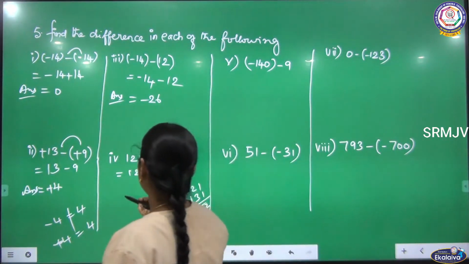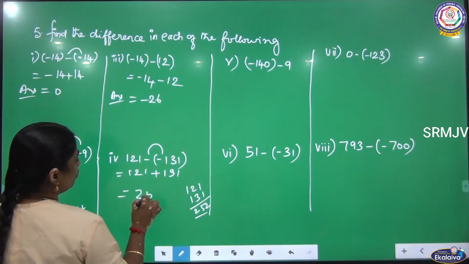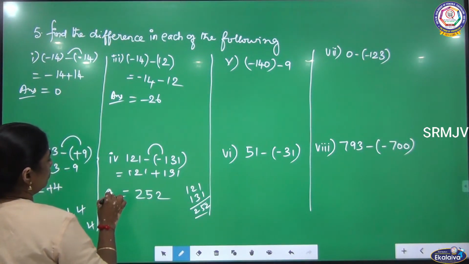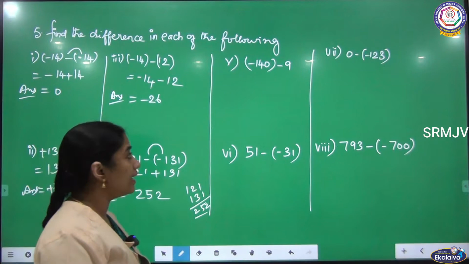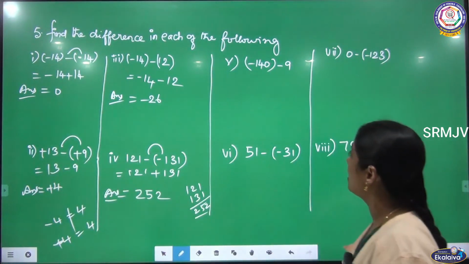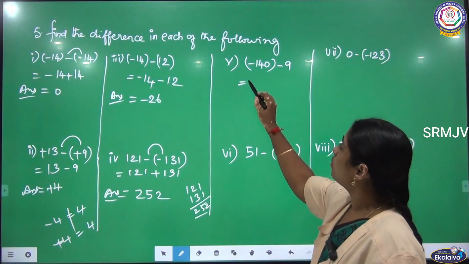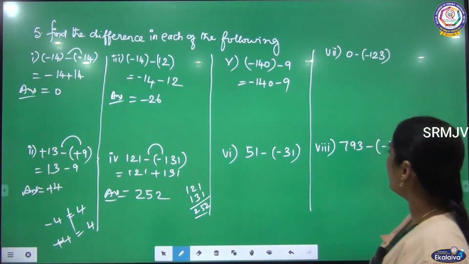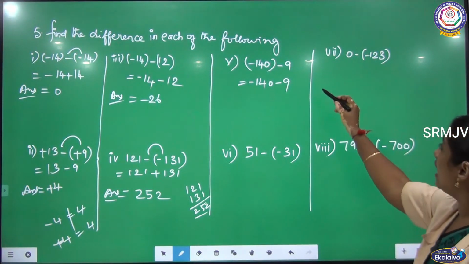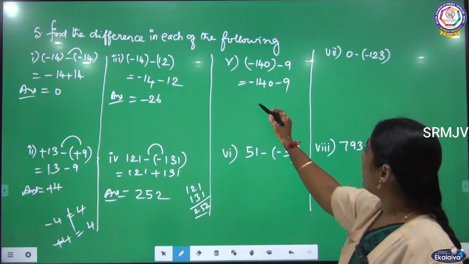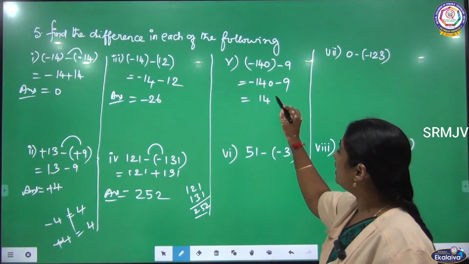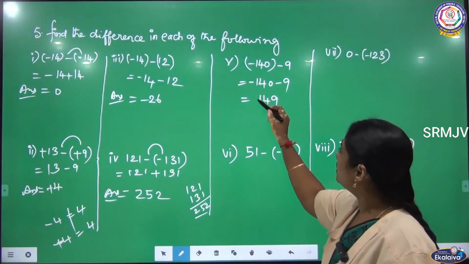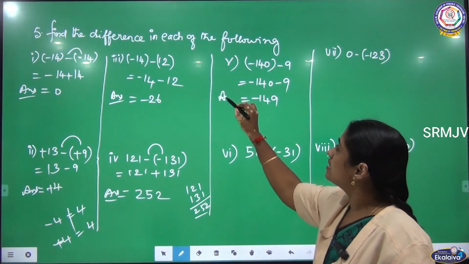Okay, so the answer is 252. Can you clear this? Next, minus 140 minus 9. Both the signs are same, so I can add this, 149, and put that sign minus.